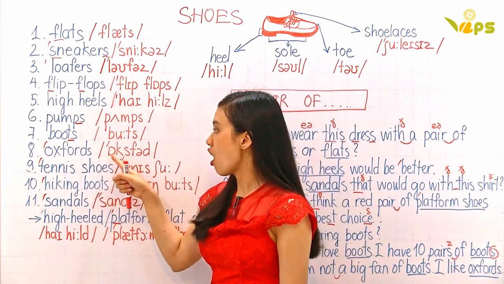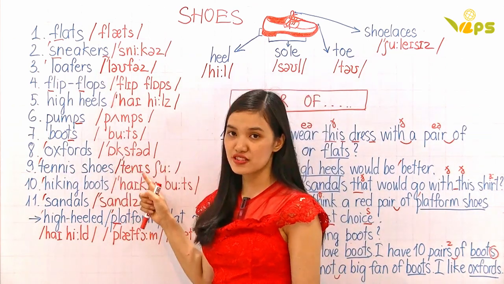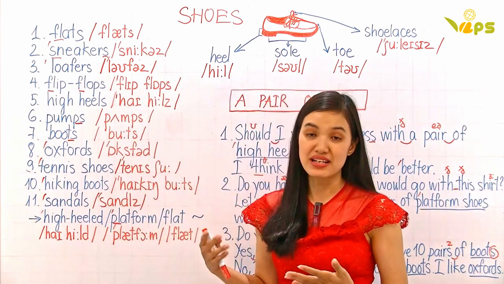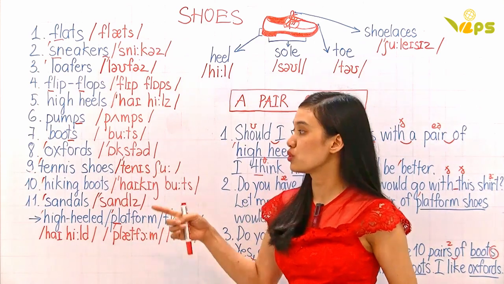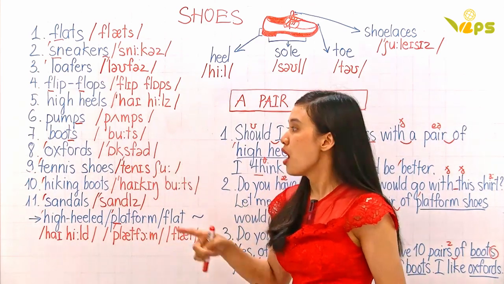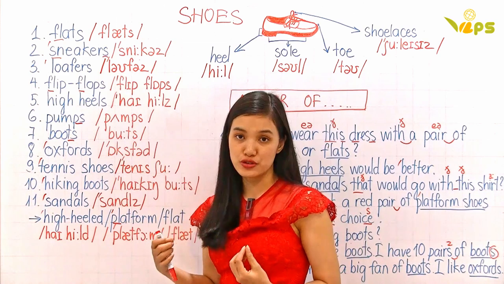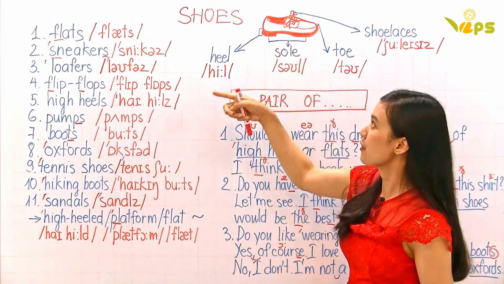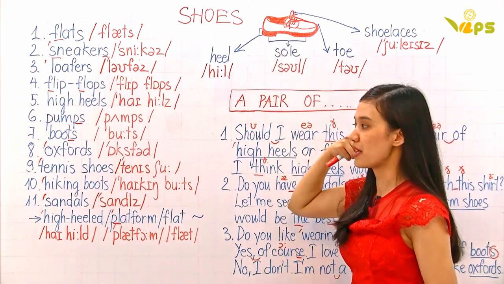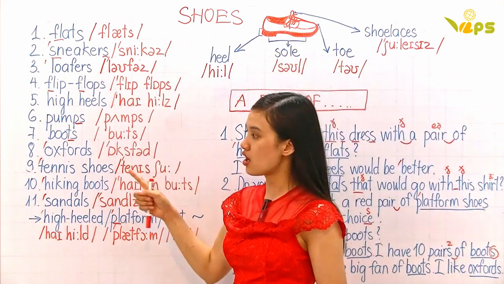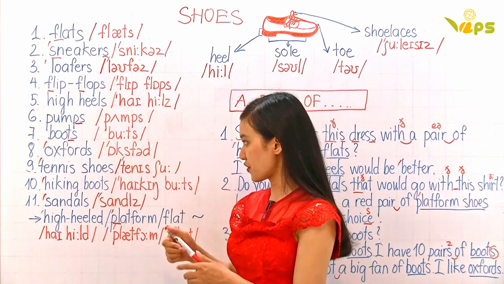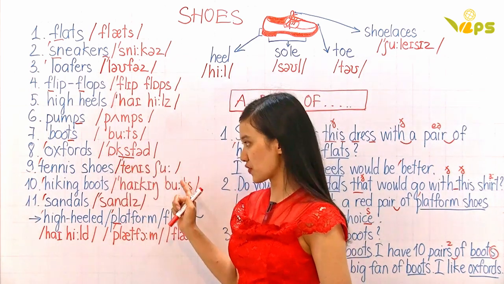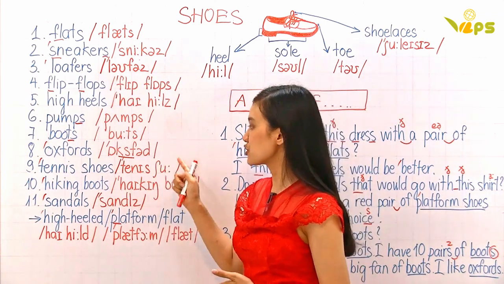Number eight, Oxford. Oxford is usually for men's shoes. Nowadays, women wear Oxfords too. Oxford is a leather shoe, okay? Just like these leather shoes with shoelaces. So that is Oxford.